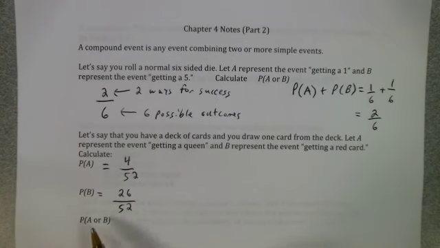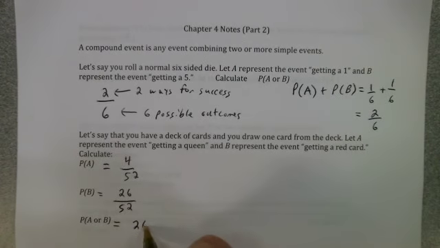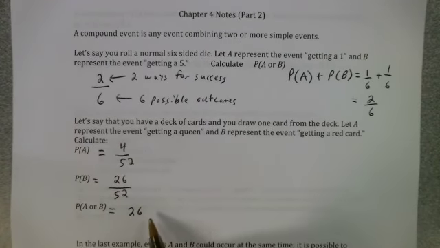Now, I want to ask, what's the probability of A or B? Or in other words, what's the probability of getting a queen or a red card? So what we've got to say is, how many ways could you get a queen or a red card? How many ways are there for success? Well, there are 26 red cards. So each of the 26 red cards is a success. It's a way to win, so to speak.